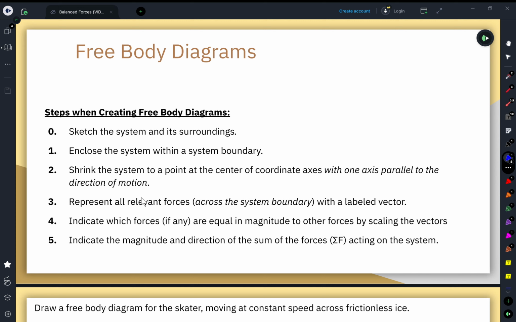So when constructing free body diagrams, there are 5 steps we do every time, and then this step 0 kind of depends on whether or not a drawing or an image has been included that we're constructing a free body diagram for. So step 0 is, if you need to, sketch the system and its surroundings. Then every single time, step 1 is to identify the system we're looking at.